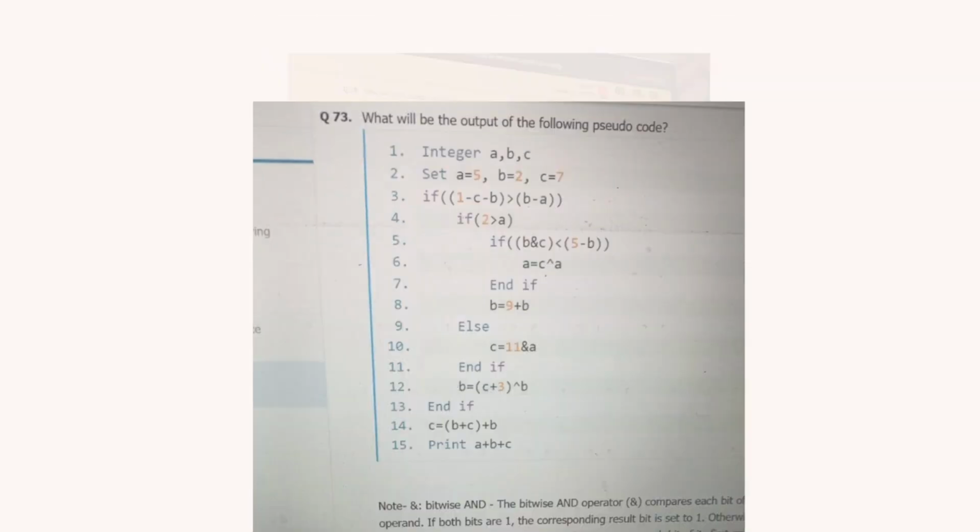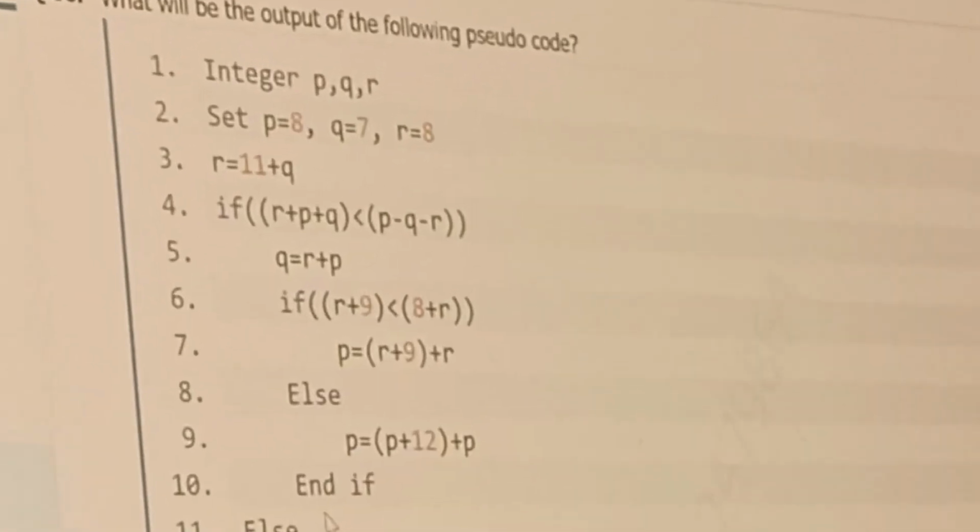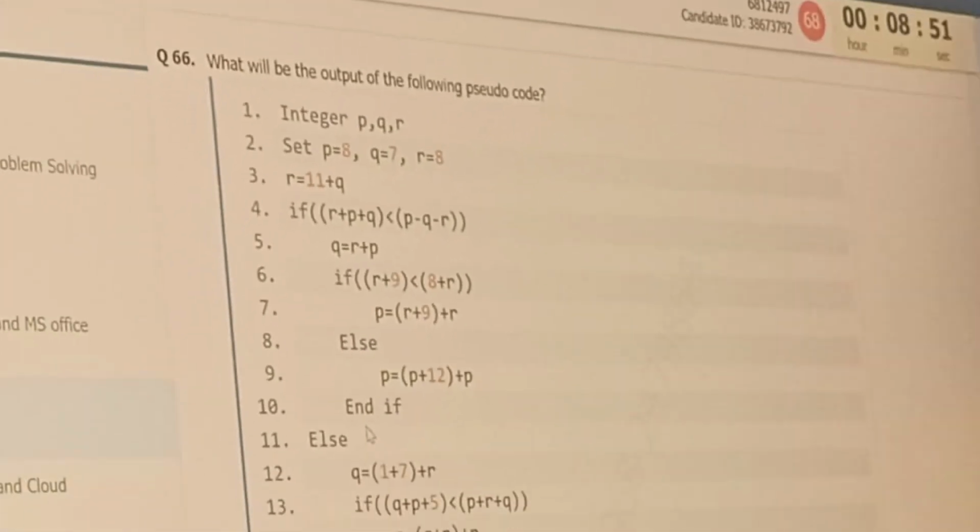Okay, so let me go to the next question. I hope this is visible to you and you are trying to solve the problem on your own. At first, the values of p, q and r are initialized: p is equal to 8, q is equal to 7, r is equal to 8. As you can see, this problem is quite similar to the previous one, right? So I am very sure that if you solve these problems, most of the pseudocode questions will be common in your exam.